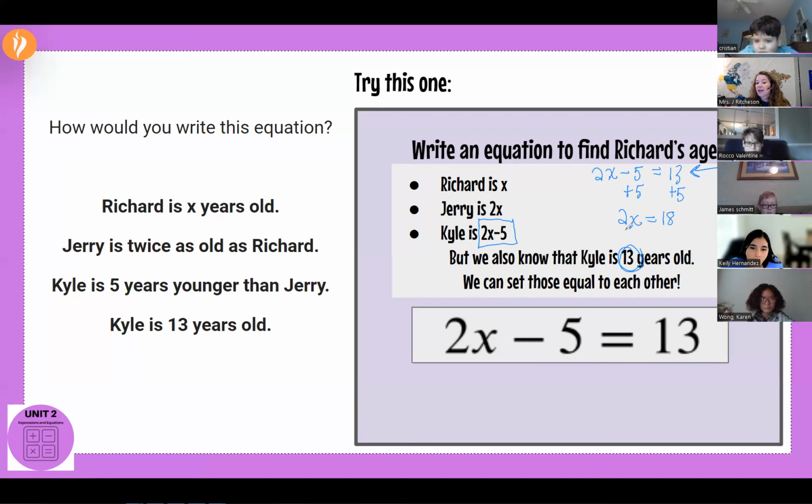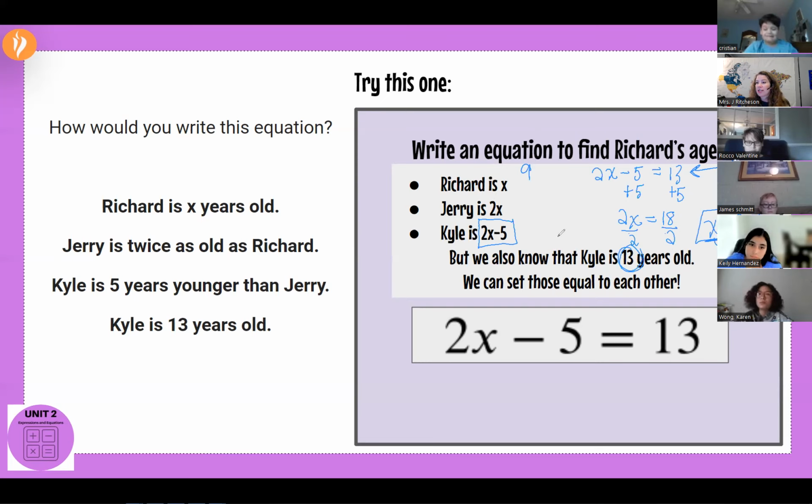And then when we solve for X, guys, by dividing by 2, whose age did we just solve for? I got X equals 9. Who is 9 years old? Who is 9? What do you think, Jeremy? I couldn't hear you, Nevaeh. I'm sorry. Richard. Richard, because guess what? It says Richard is X years old. Well, that means Richard must be 9.